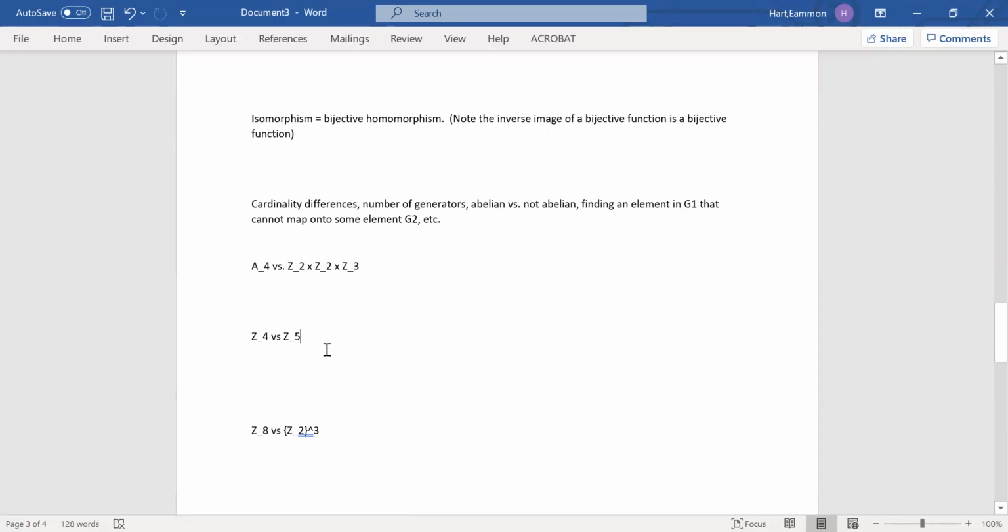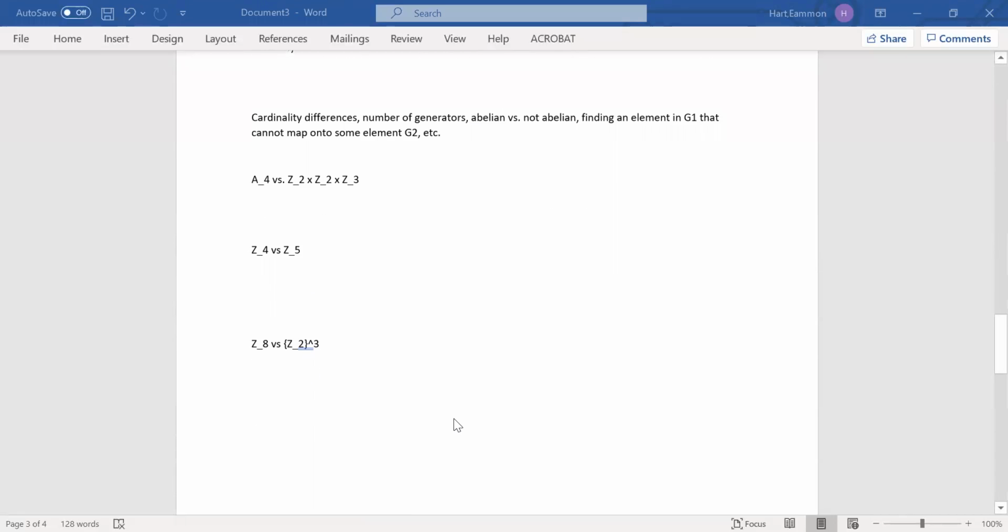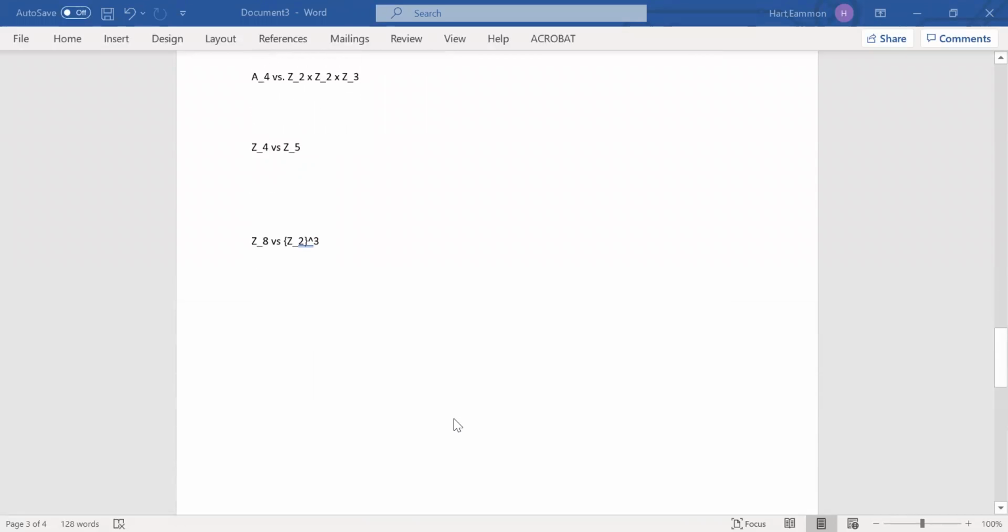So Z4 versus Z5. This one should be easy. Yes, they're different order, so they are clearly different groups. Z8 versus Z2 to the third. So Z2 to the third, I'm just saying Z2 cross Z2 cross Z2. So what is the easiest way for this?